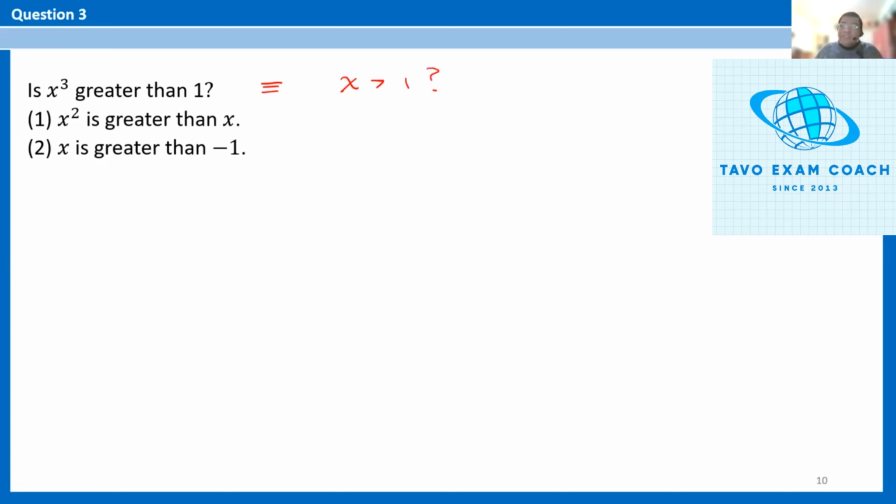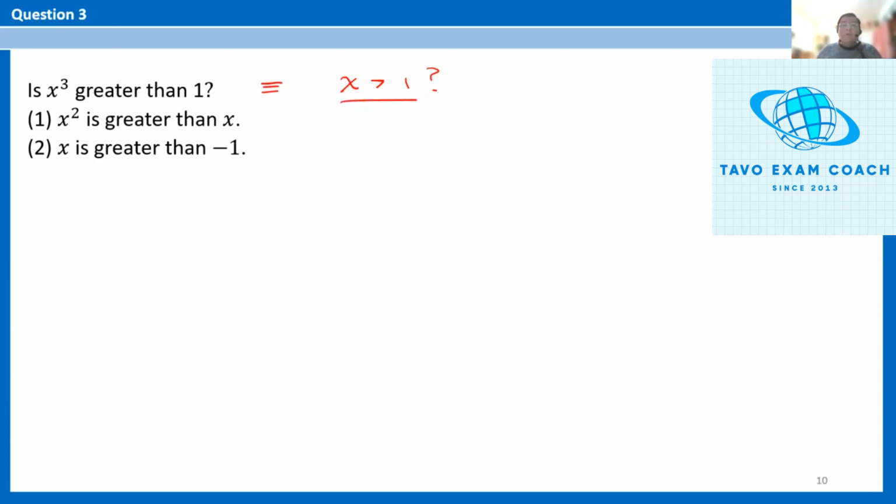It is more than just for a number to become positive, right? Because a positive number could be a positive decimal, but a positive decimal raised to the third power will not be greater than 1. It has to be greater than 1 for the third power to be greater than 1 as well. Okay, so this is our reformulated question.